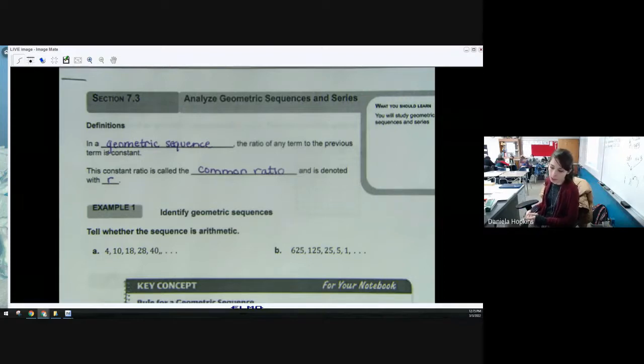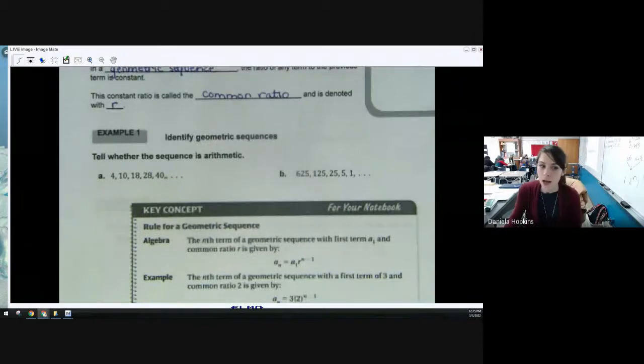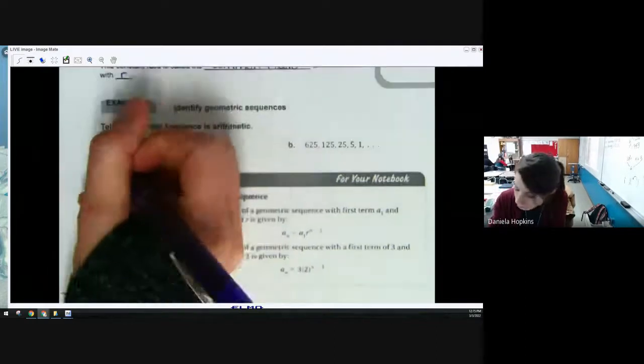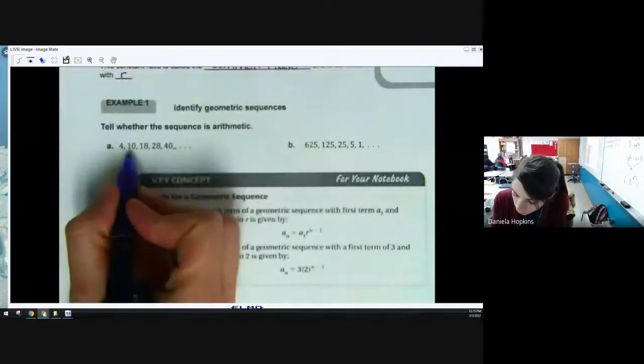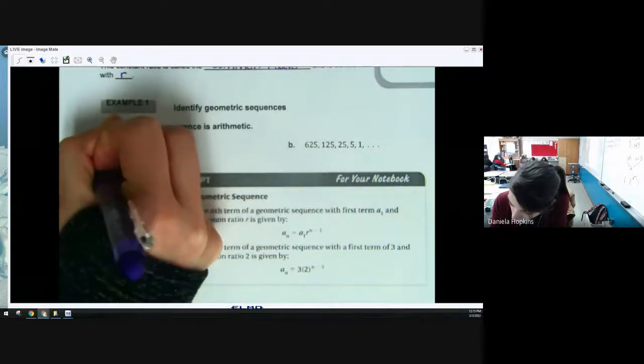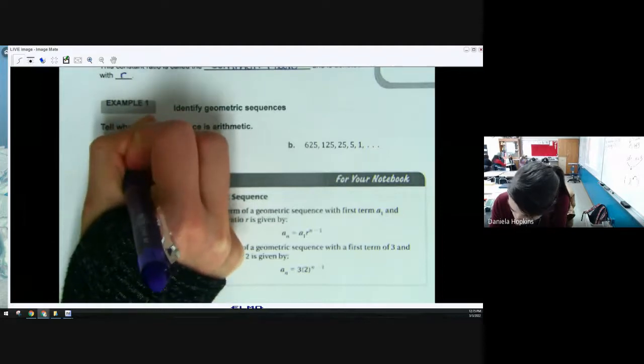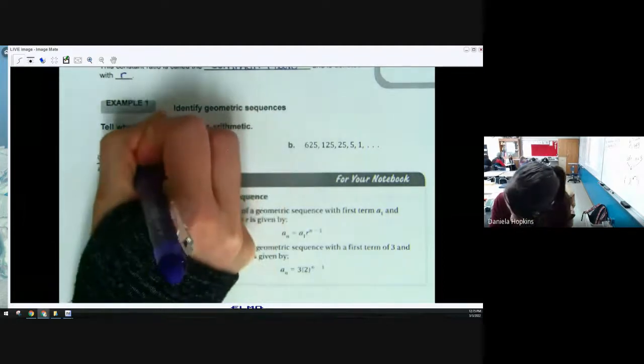For whatever reason, I gave you no space for example 1, so we're going to squeeze it in here. These ones, you can still sort of see the pattern, but it's not as easy as where we could just draw the arrows and see how much it increased or decreased by. So the setup for these, and again, write small: you're going to take the next term divided by the previous term. So a2 divided by a1 would be 10 over 4. If you reduce that, you end up with 5 over 2.